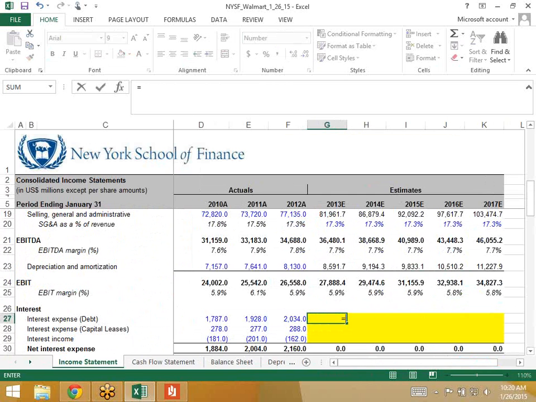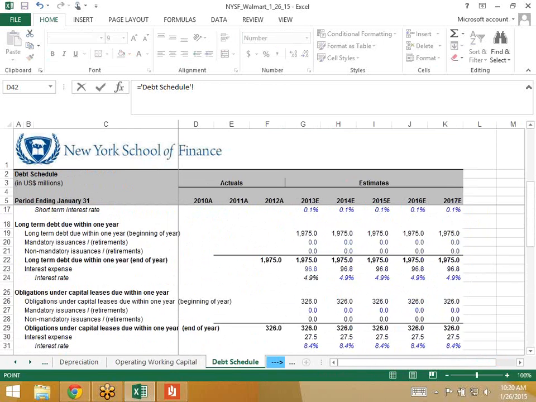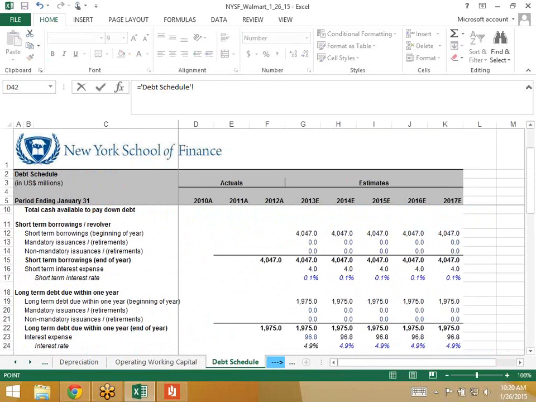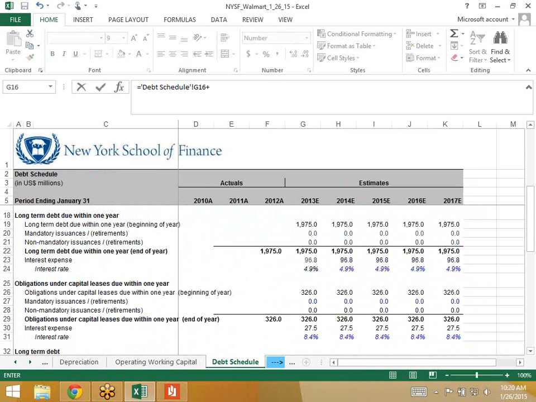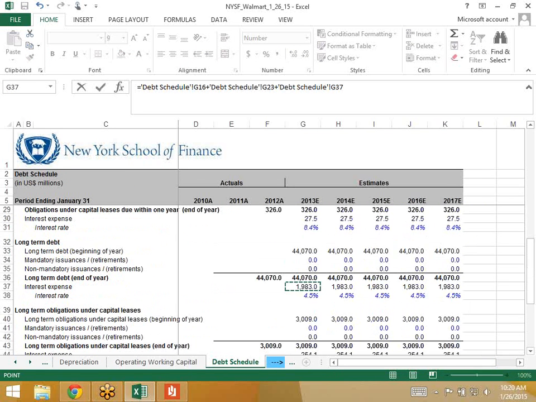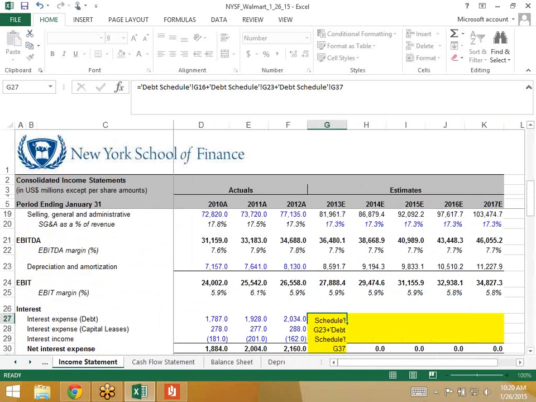G27, I'm going to hit equals. And on the debt schedule, it's going to be the short-term debt plus the long-term debt due within 1 year plus the long-term debt. Just those three pieces, right? Just the ones that are not related to capital leases. 2083.8.